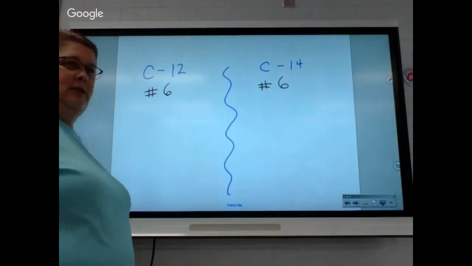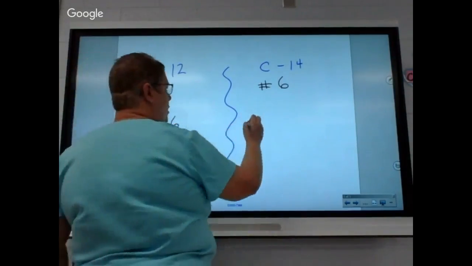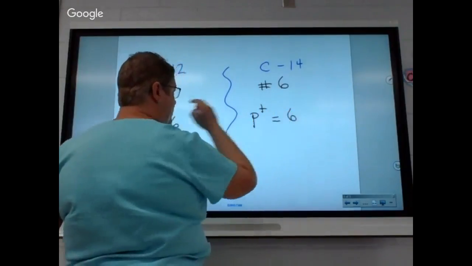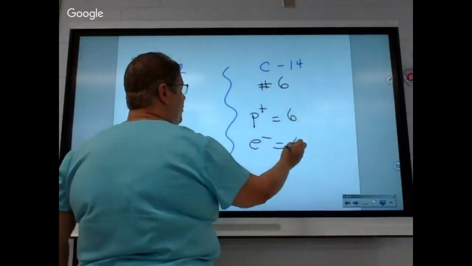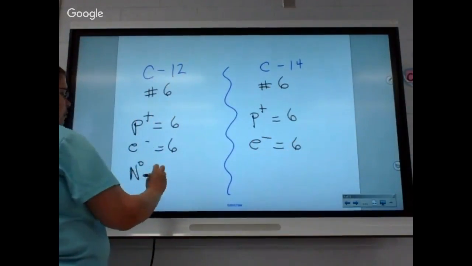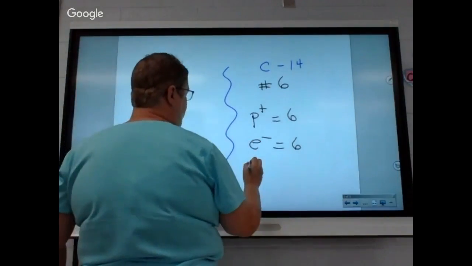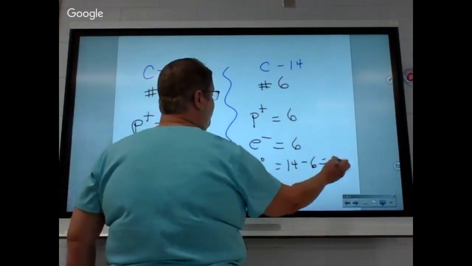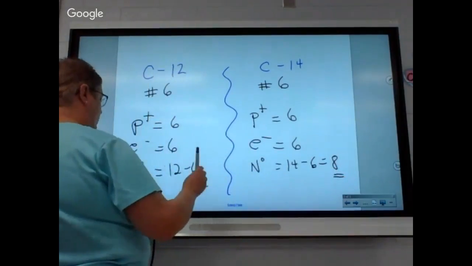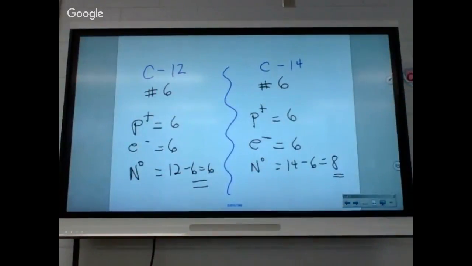So it's 6. So how many protons would carbon 12 have? 6. And how many protons would carbon 14 have? 6. How many electrons would it have? So how many electrons would this have? Now, the neutrons is where they're different. So carbon 12 would have 12 minus 6, and carbon 14 would have 14 minus 6, which is 8. So their neutrons are not going to be the same. There we go. Where their protons are going to be the same. Okay? That's what makes them an isotope.